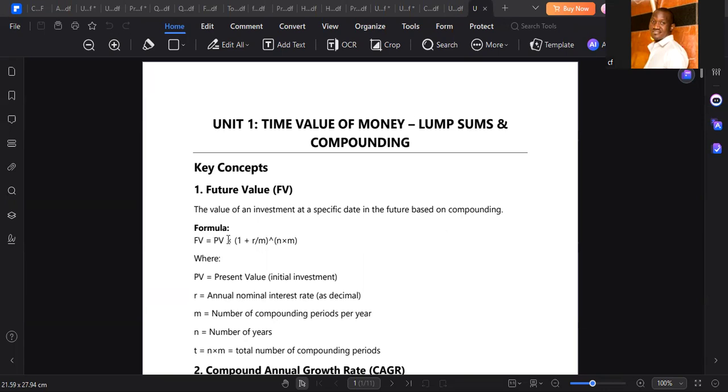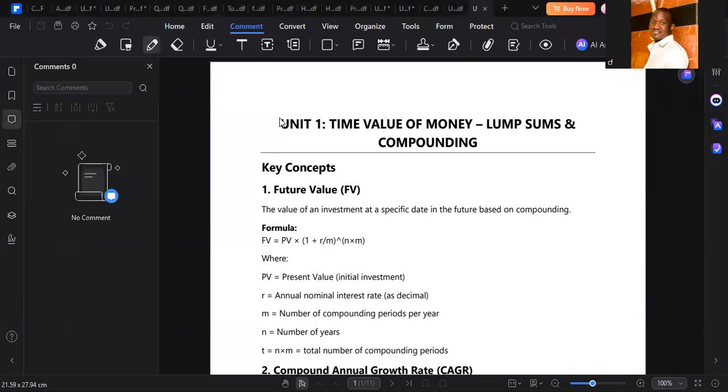So we have the formula for future value, which is present value times 1 plus r over m to the power mt. PV stands for the present value. R is the nominal interest rate, and m is the number of compoundings. Compoundings are done in such a way that we can have annual compounding, which is once.